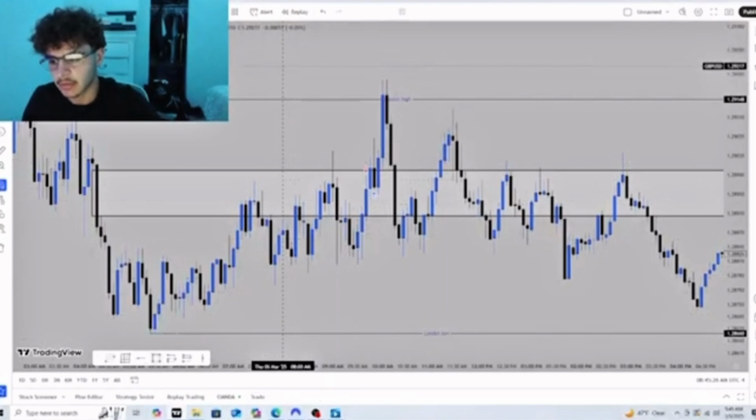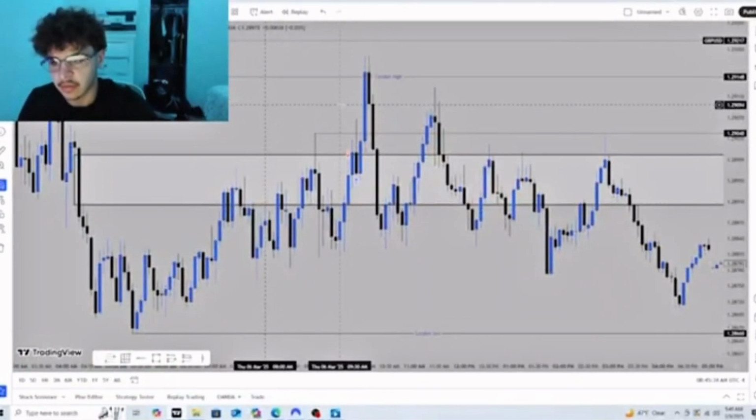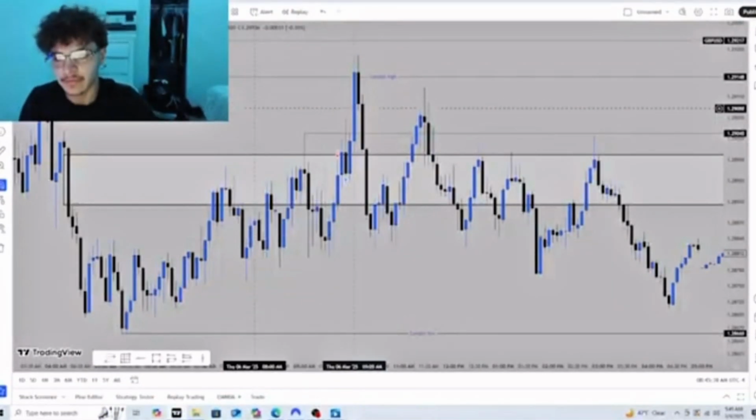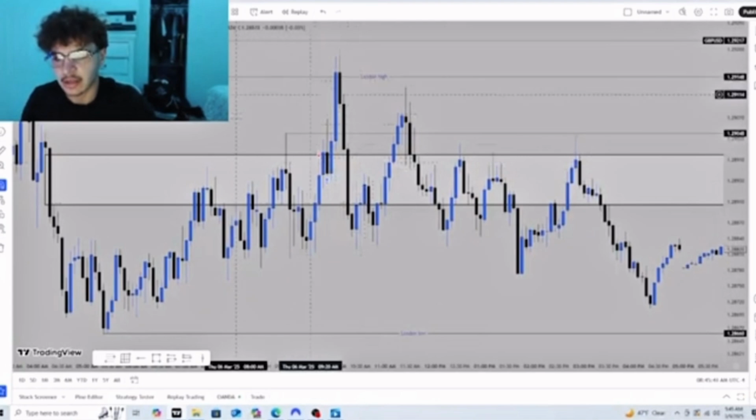Mark it out. My stop loss was around here, and then this is where I got stopped out. So I was wrong. I lost like 60 cents. So I made like $2.66. And yeah, that's the trade I lost. Let me mark it out.